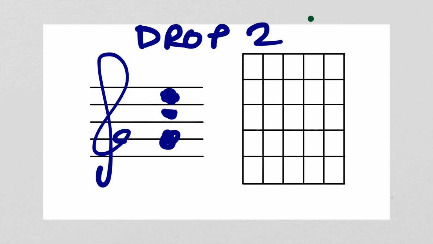So I'm going to erase this C note right here, and then I'm going to draw in a C on the bottom, and you'll see what happens here. What's happened is we now spread out this chord, and it's become a more open chord.